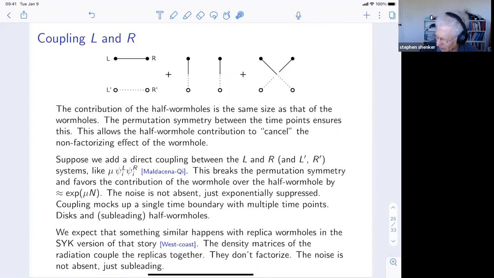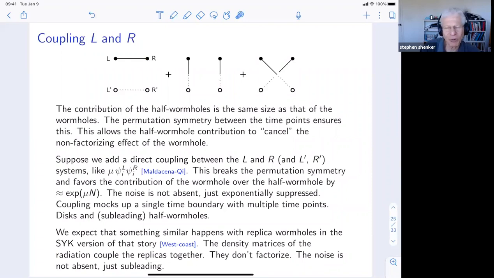We expect that something similar happens in the replica wormhole version of this story, at least in the SYK version of it, which is discussed in this West Coast paper. In particular, there are replica wormhole saddles, but there are also half replica wormhole saddles, but they're exponentially smaller in contribution. So the noise for the entanglement entropy is there, but it's just exponentially suppressed. This would also be true if you thought of making this coupling as mocking up a disk. So this noise is a ubiquitous thing of quantities.